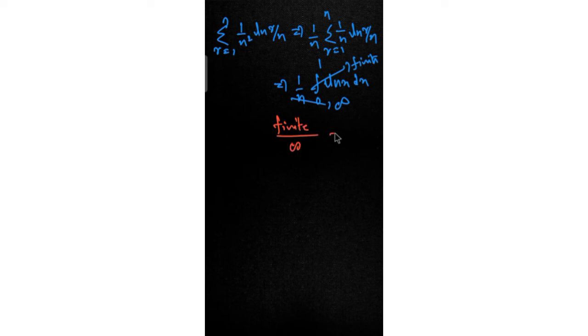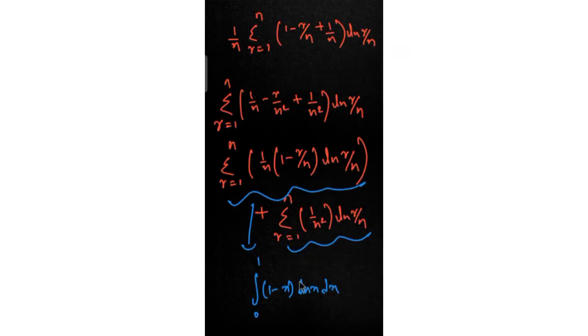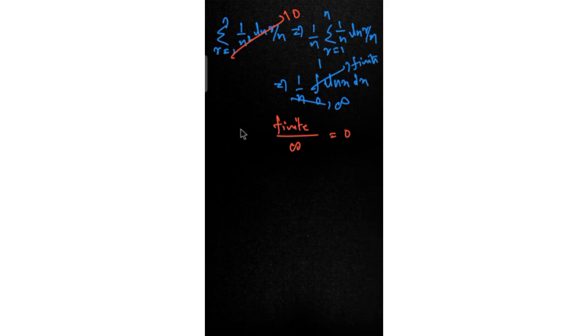Finite by infinity is actually 0. So the total value of this is 0. So the only integral we are left to evaluate is the integral from 0 to 1 of (1 minus x) ln x dx.